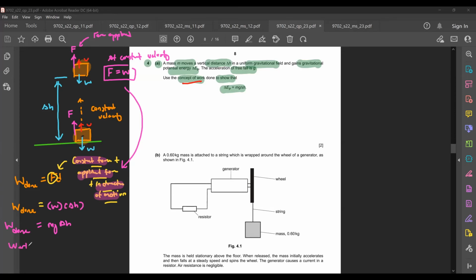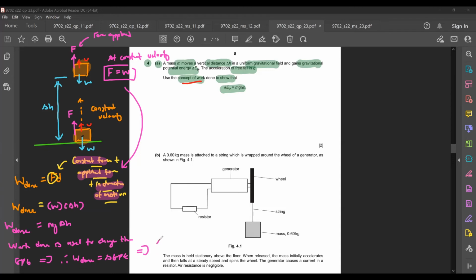Work done is used to change the GPE. Therefore, work done is equal to the change in GPE.